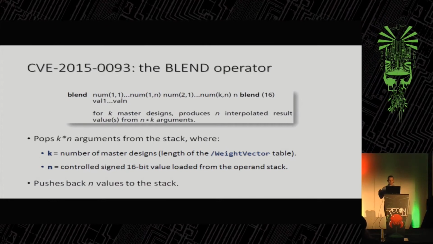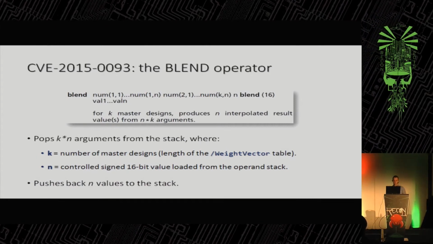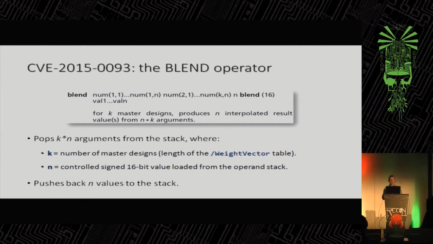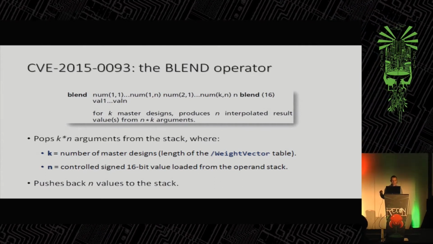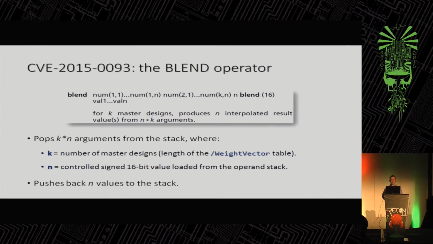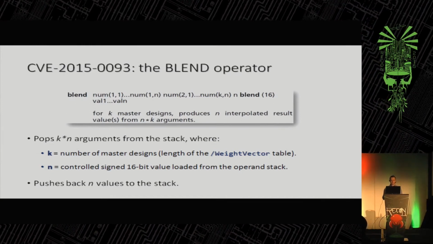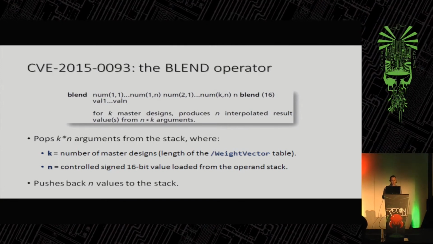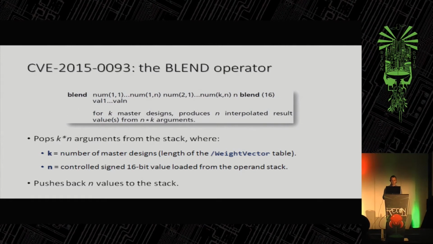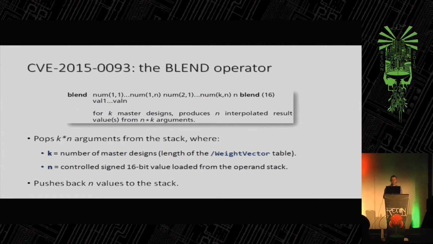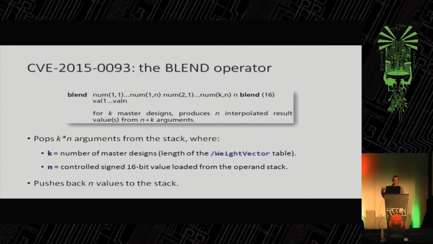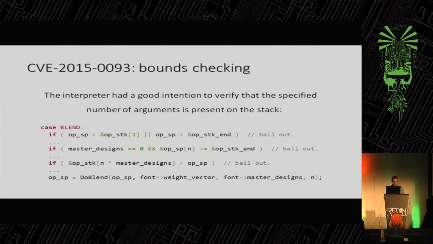I'm not really going to be talking about the details of what it does on a logical level, but for us it's important that it pops k times n arguments from the operand stack, where k is the number of master designs, which is equivalent to the length of a WeightVector table specified in the private dictionary, and n is a controlled signed 16-bit value, which is loaded from the operand stack. So it pops a semi-controlled number of arguments from the stack, and then pushes n values back.